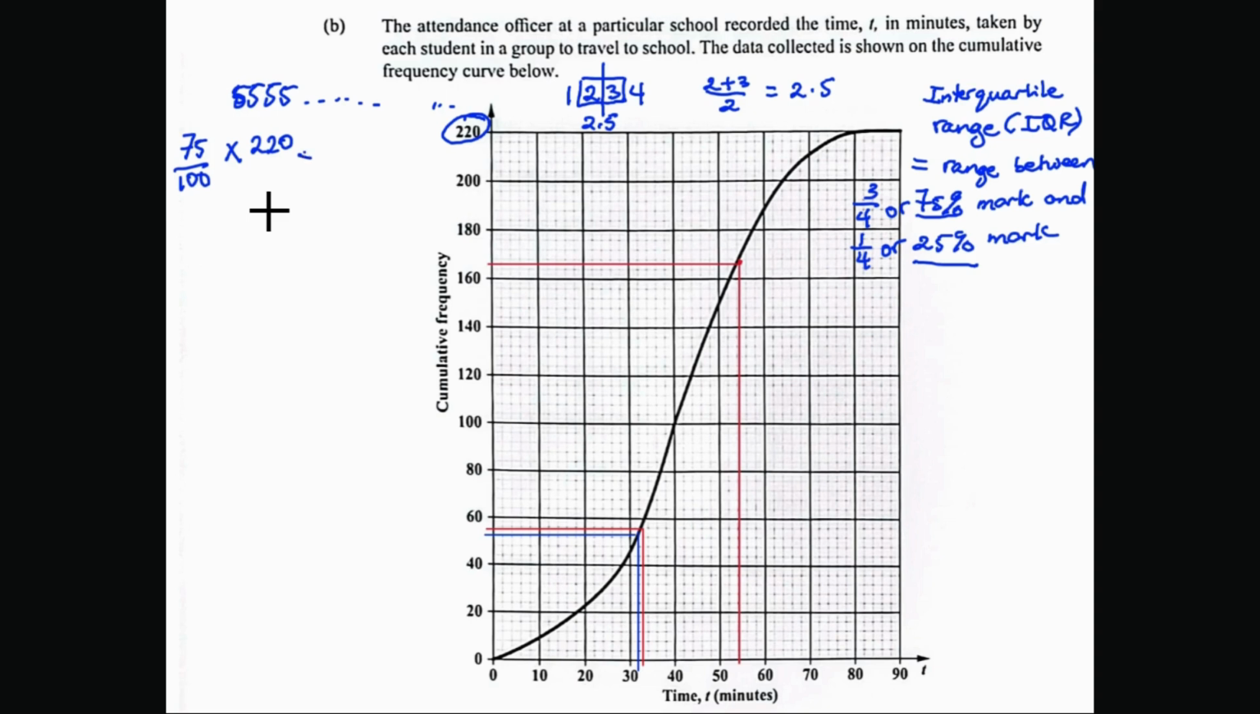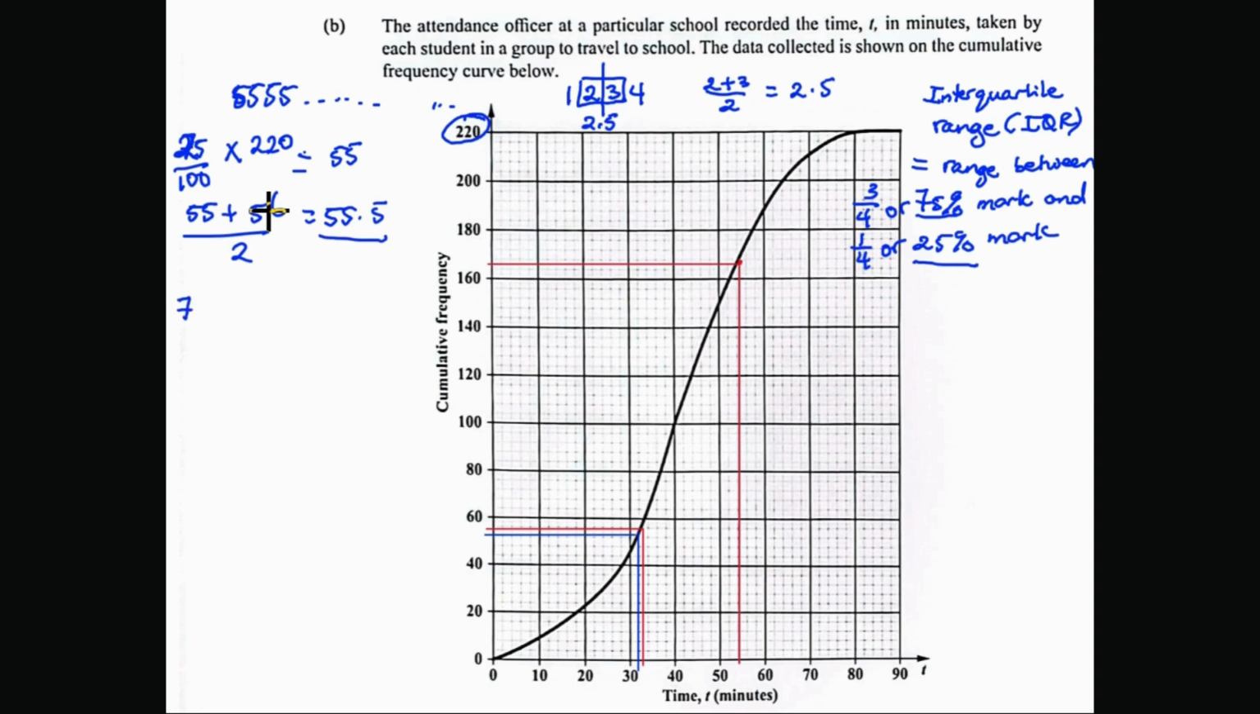The same thing applies when we're trying to find 25% of 220. When you work this out, you get 55. So the number we're talking about is 55 plus the next number, 56, over 2, which is just 55.5. This is the 25th number that I'm working out here, sorry, which is equal to 55.5.